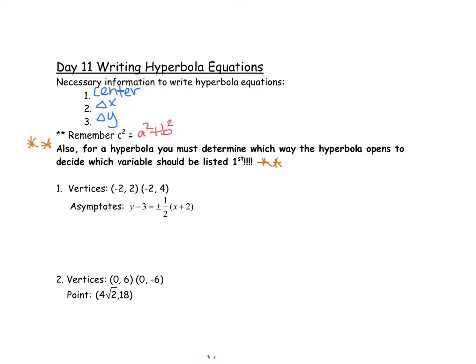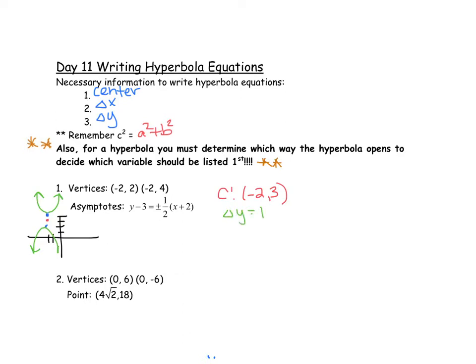Okay, so just like before, I'm going to recommend that you start with a little sketch. Again, it doesn't have to be perfect. You're just going to see some different information from your sketch. So this time I've got vertices at negative 2, 2 and at negative 2, 4. And just from that, I can now decide that this hyperbola is going to open up and down, which means that y is going to come first. I can also find the center. Since it's right in between the two, it has to be at negative 2, 3. And I know that delta y, my y distance, is just 1.